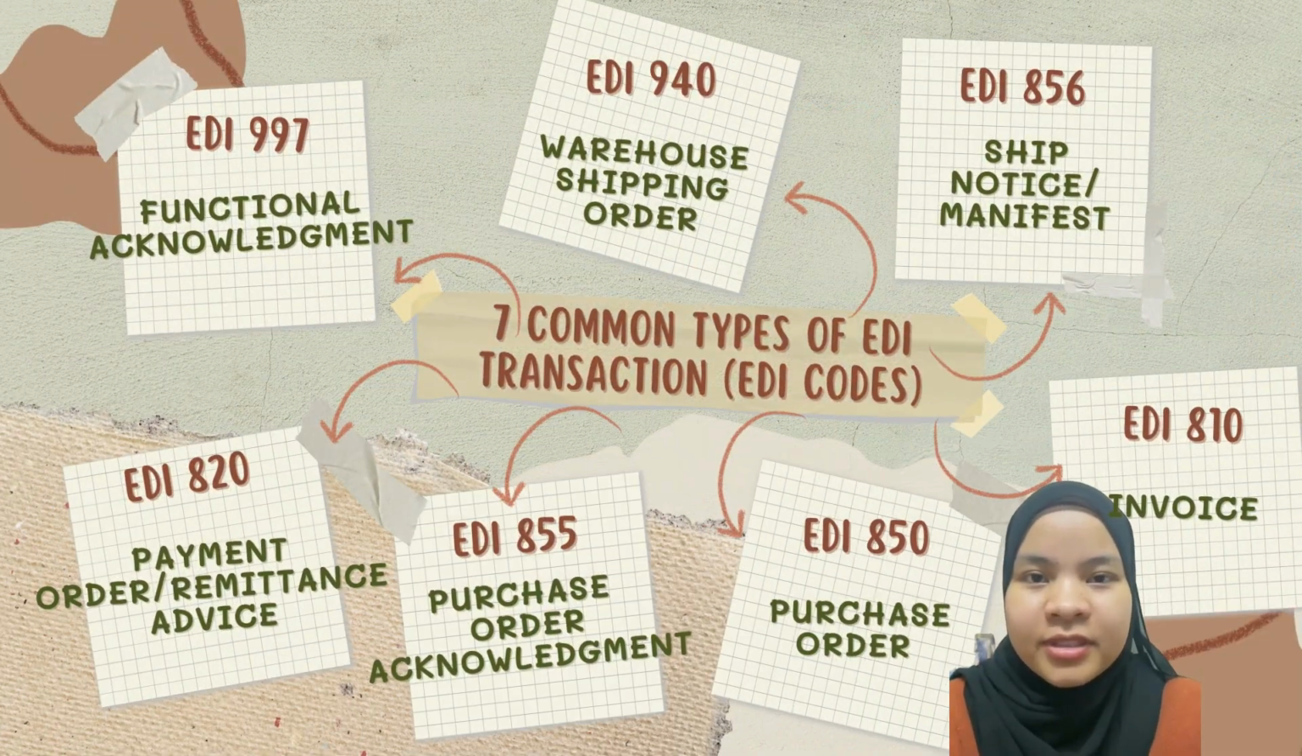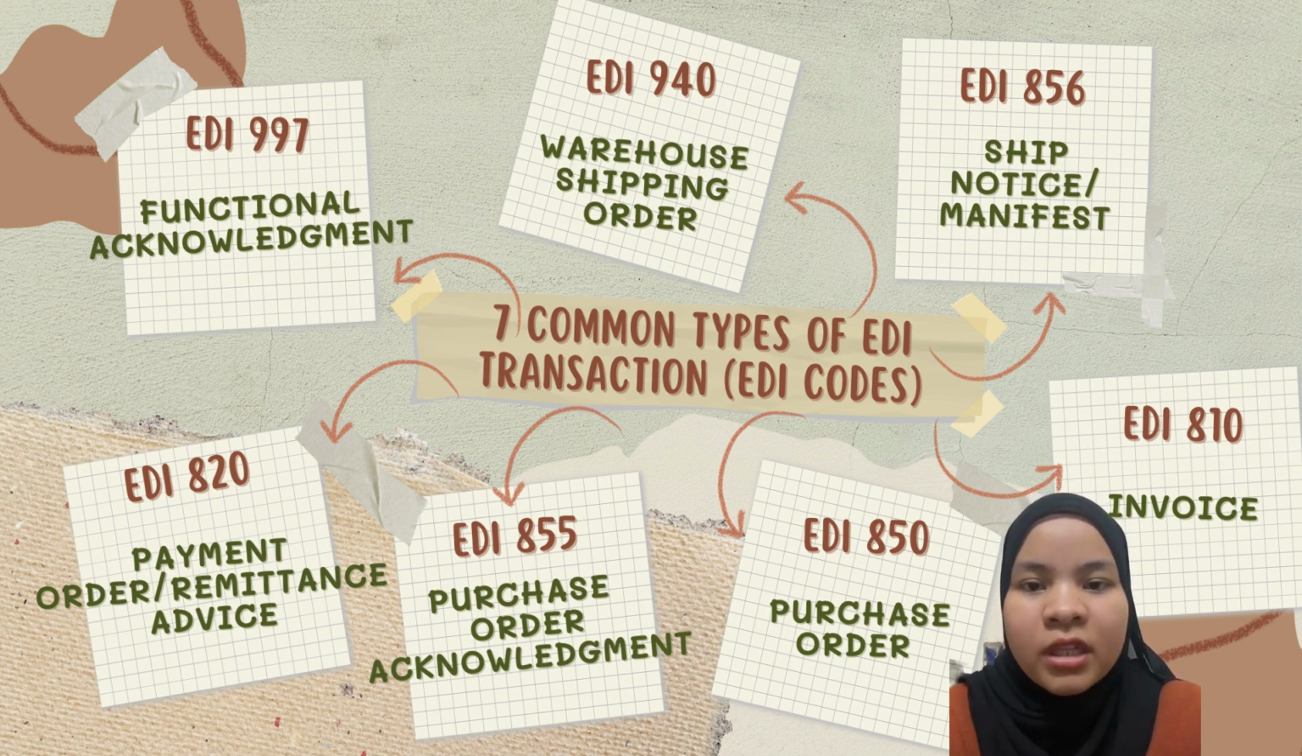Next is EDI codes. So these are 7 common types of EDI transaction. So we have EDI 997, which is for functional acknowledgement, EDI 940 for warehouse shipping order. Next is EDI 856 for ship notice or manifest, EDI 810 for invoice, EDI 850 for purchase order. We also have EDI 855 for purchase order acknowledgement, which responds to an EDI purchase order. Usually sent by retailer to their supplier, it confirms the order receipt and outlines the agreement.